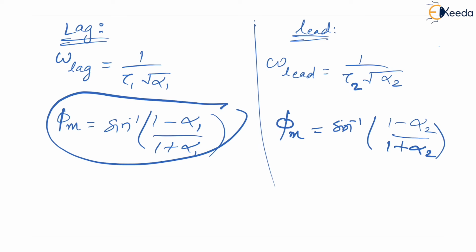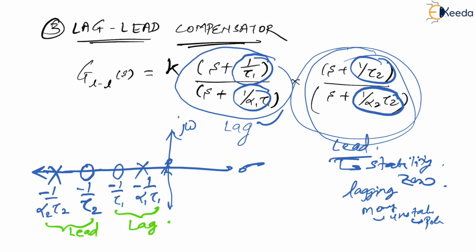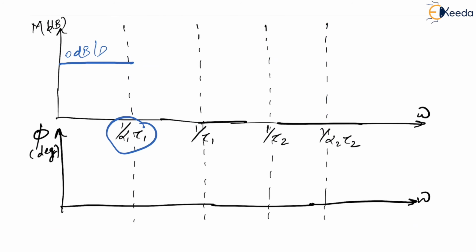Now, let us draw the Bode plot for the same and try to understand what happens. What is there between 0 to 1 by alpha 1 tau 1? Nothing is there. No poles or zeros, which means the slope is going to be 0 dB per decade. Now, what is there at 1 by alpha 1 tau 1? You have got a pole, which means definitely minus 20 dB per decade.